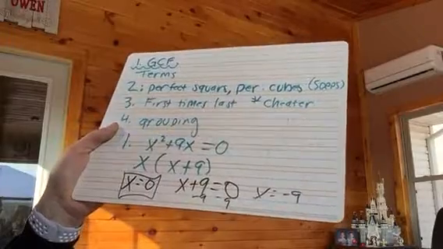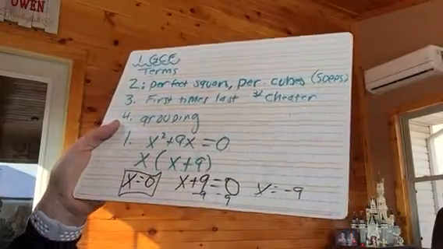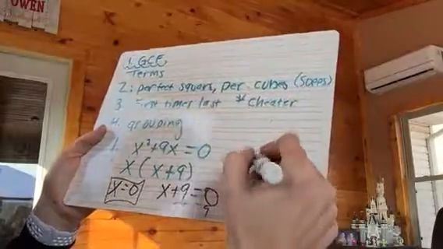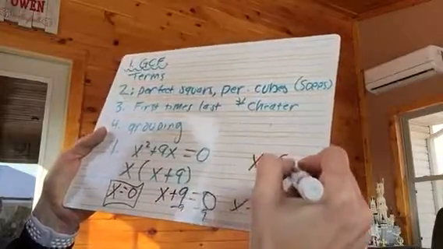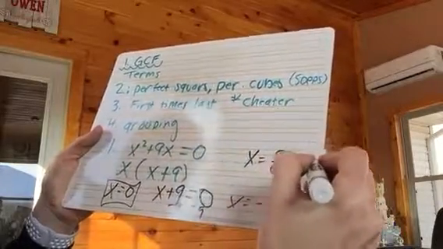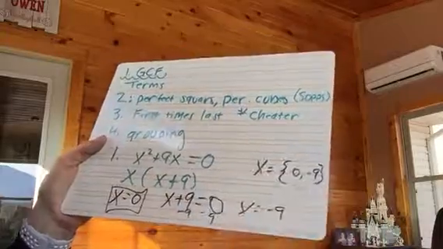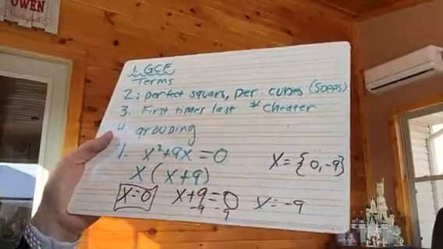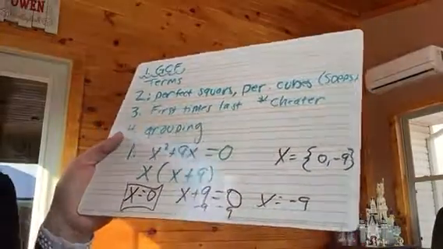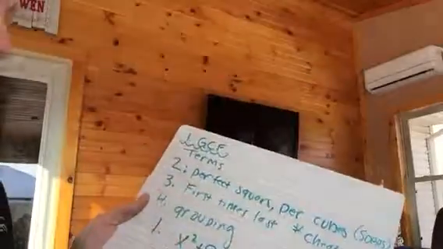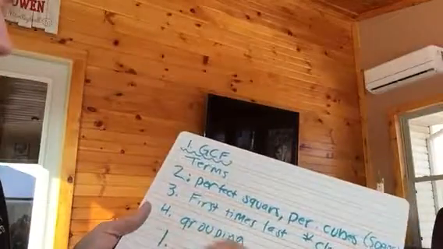So my 2 answers for this problem, I'm writing them as a solution set, would be x equals, and then little brackets, 0 and negative 9. And those are my 2 answers for the problem. So I'm going to move on now to number 3. I'm going to keep my factoring steps up here.